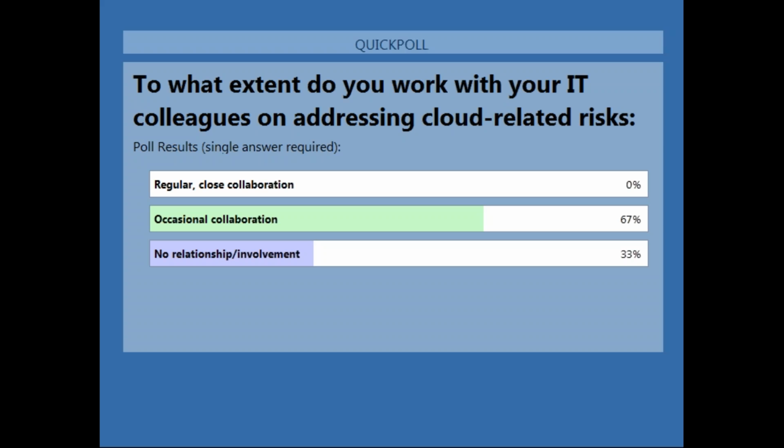Yes, indeed. And Carl, just looking at that 33% who currently don't have any relationship with their IT department, what would you advise our members when they're thinking about how they can begin that conversation with their IT team?